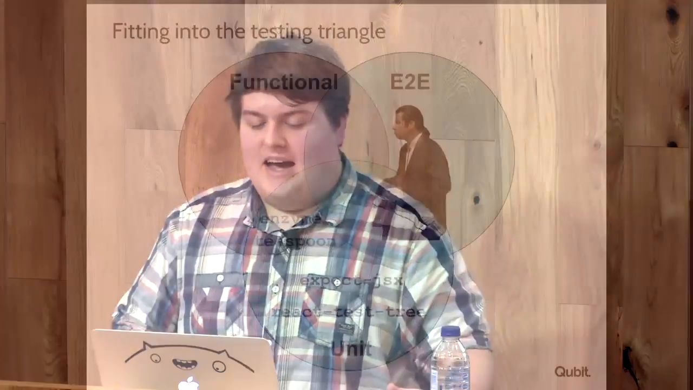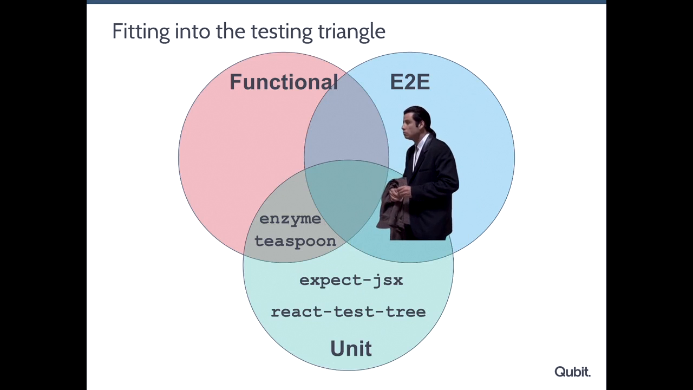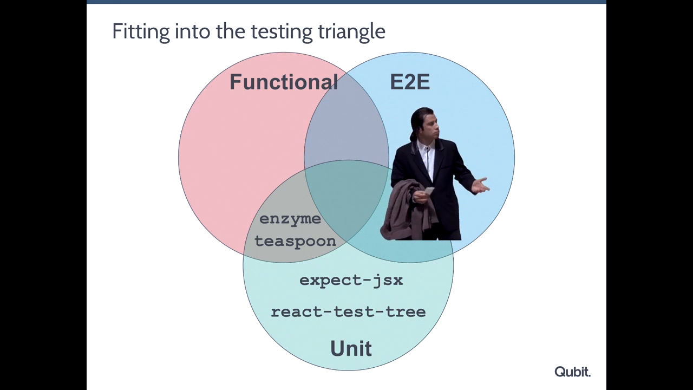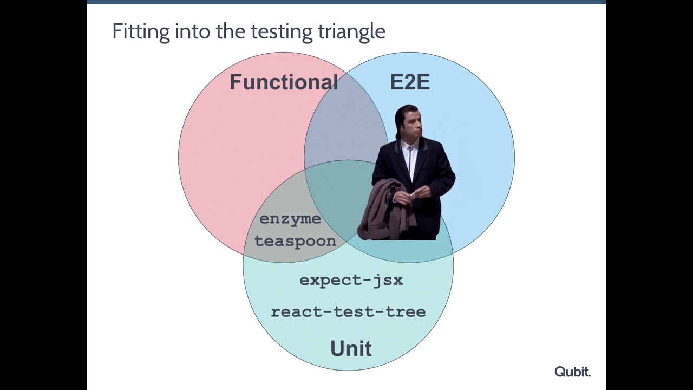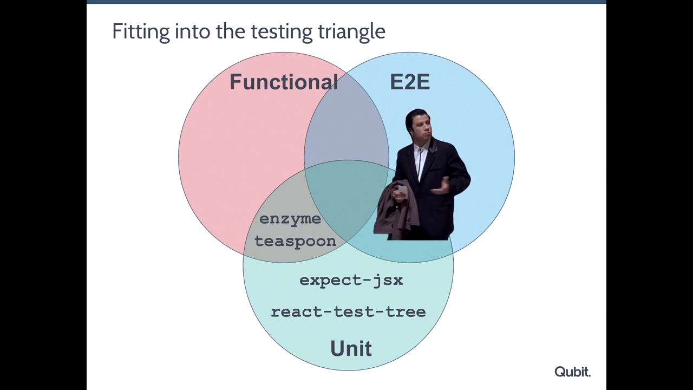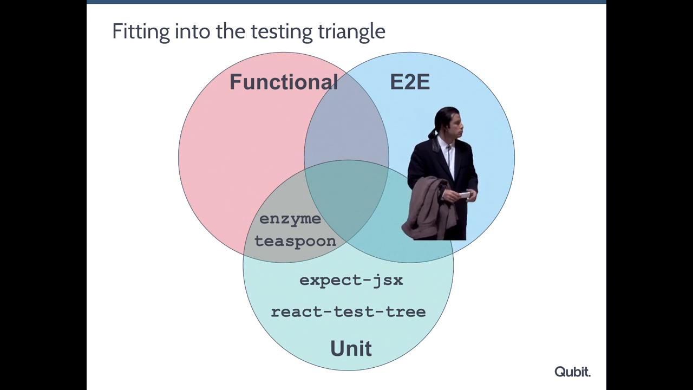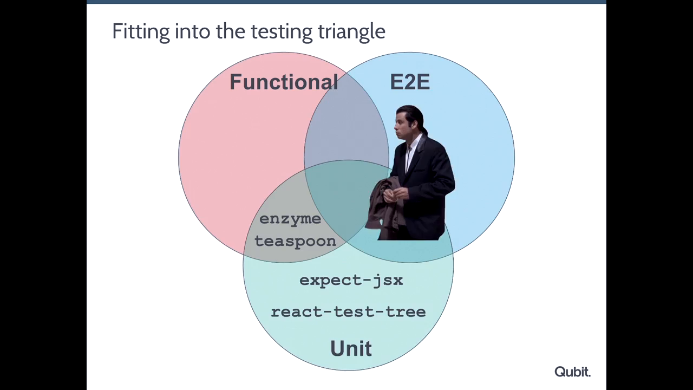So here I've created a Venn diagram. And added some Pulp Fiction. And it shows where the testing libraries built for React fit into this kind of area. Now, nothing in the React area is really written for functional. Nobody writes a library and goes, oh, this is for functional testing. But you can use Enzyme and Teaspoon for that. And as you can see, there's literally nothing in end-to-end. Nobody in the community is writing things to help you with end-to-end testing of React applications. And so when I realized this, I thought, well, why? Why are we doing this?